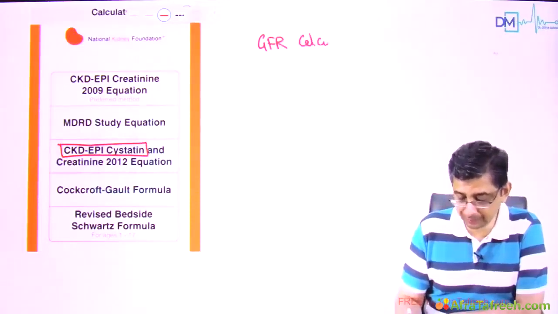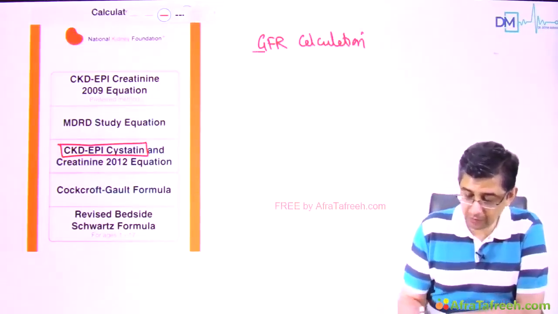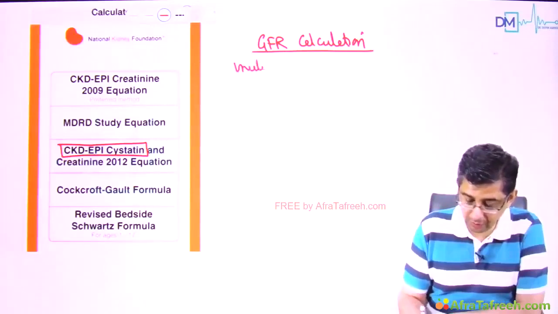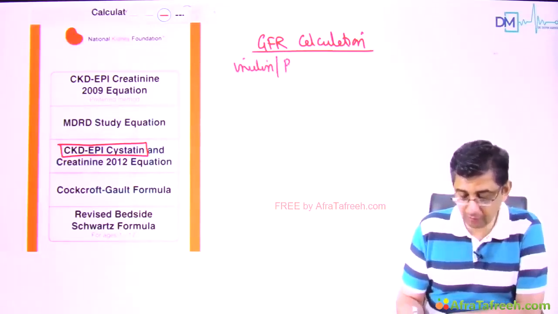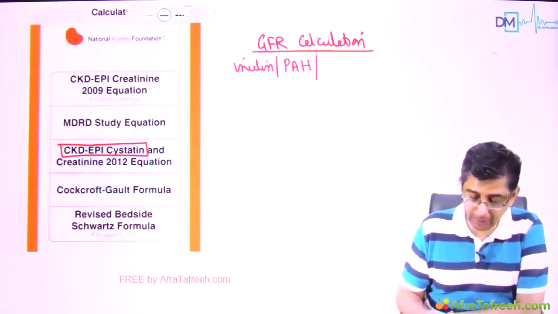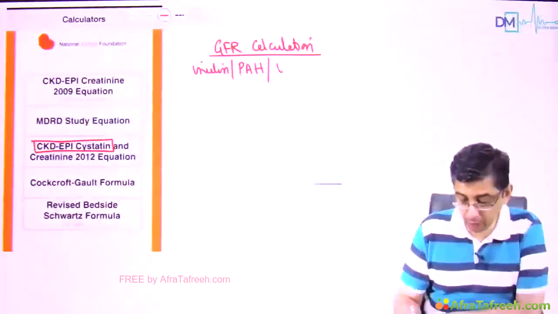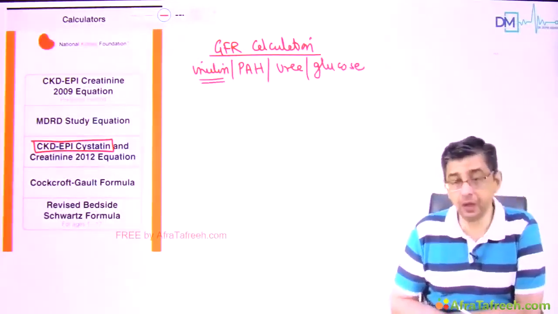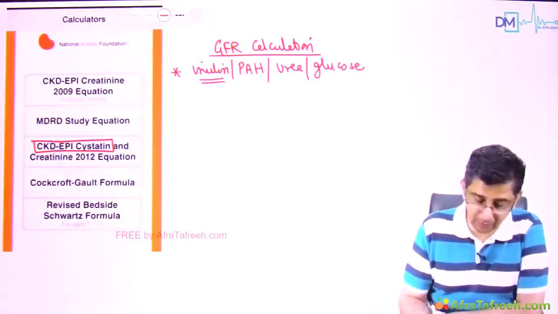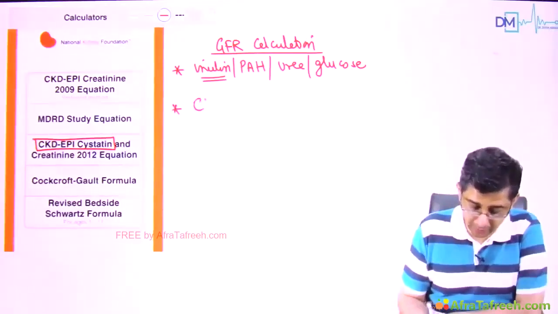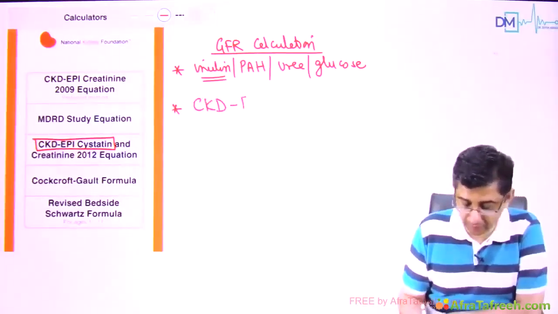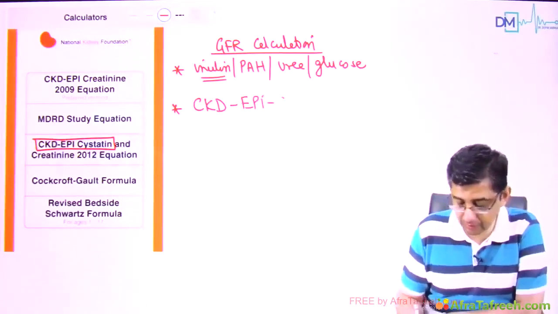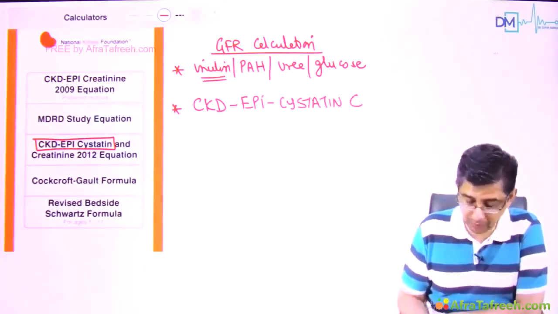GFR calculation. In a physiology class, they will obviously talk about inulin clearance. I don't dispute that. If the question talks about inulin clearance, PAH clearance, urea creatinine clearance, and glucose clearance, then from these obviously the answer is inulin. But the point is, these are not practical aspects. The practical aspects is what I'm teaching you right now, or I've taught in a routine discussion, like a CKD-EPI cystatin C formula. This can be the best method for calculation of GFR.